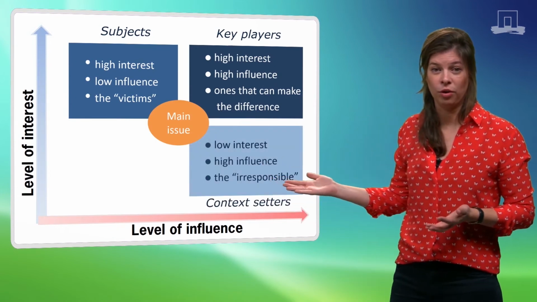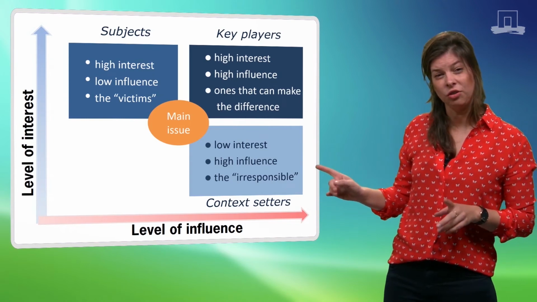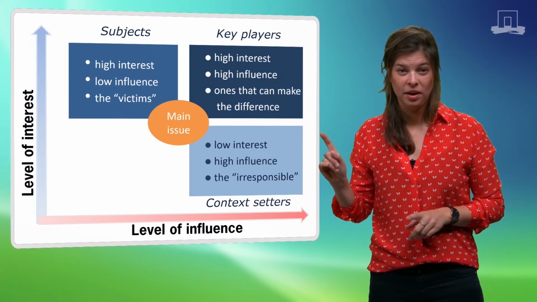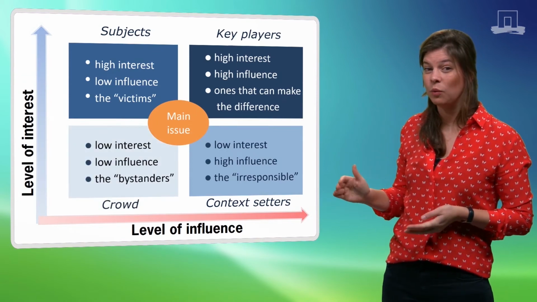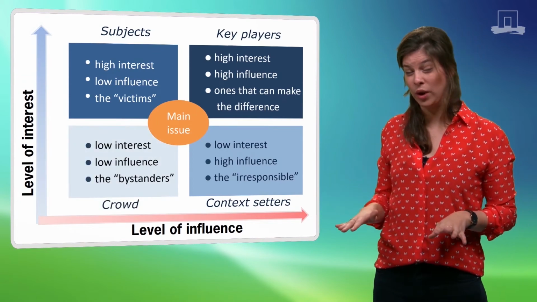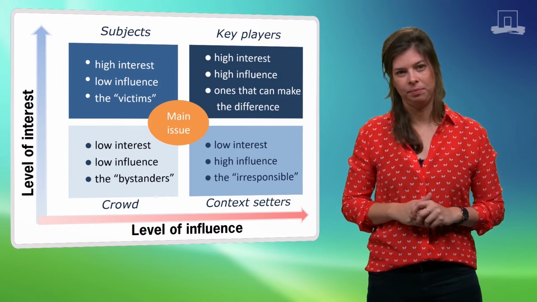In the lower right corner, you have the low interest but high influence. These are sometimes seen as the irresponsible. And lastly, we have the low interest and low influence, who are the bystanders.